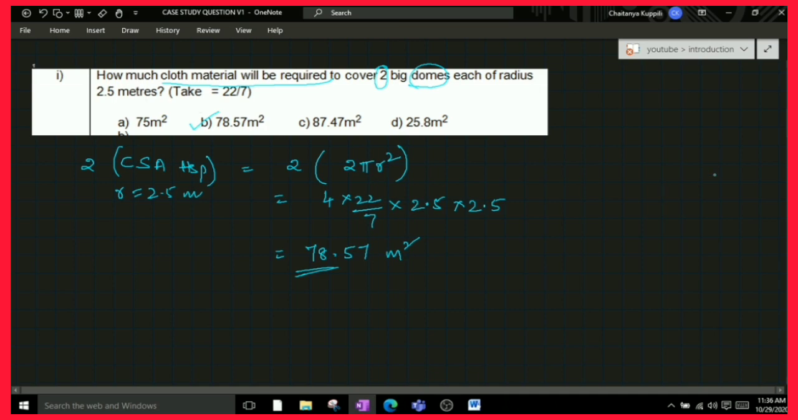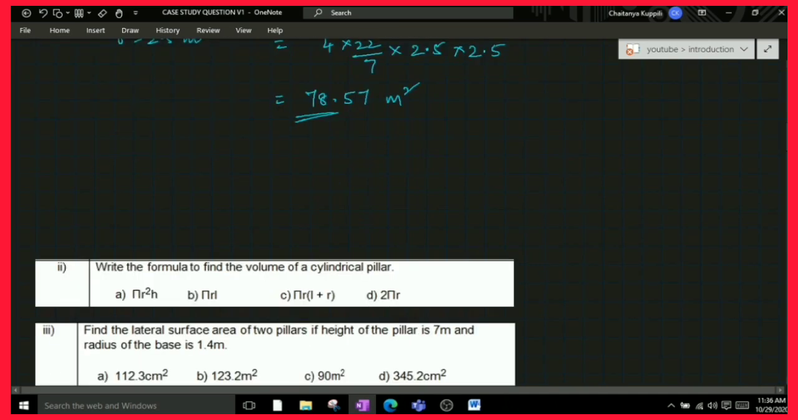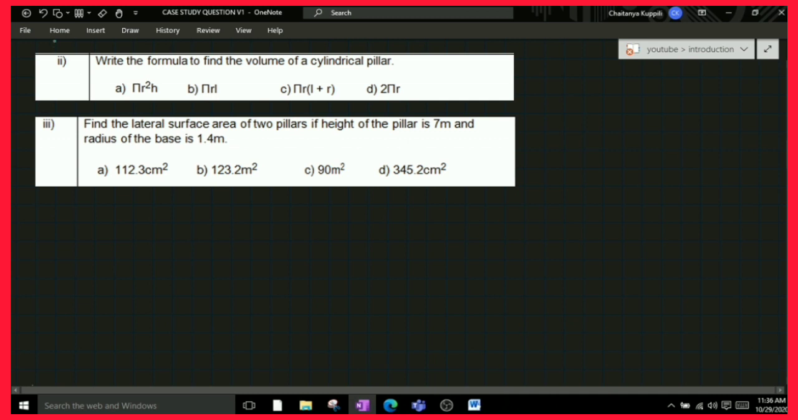Let's go for the next question. See the second one: write the formula to find the volume of a cylindrical pillar. It's a direct question. The formula is pi r square h. That's it.